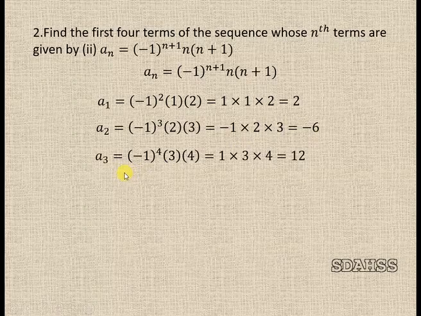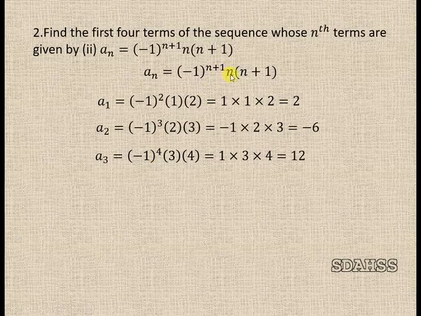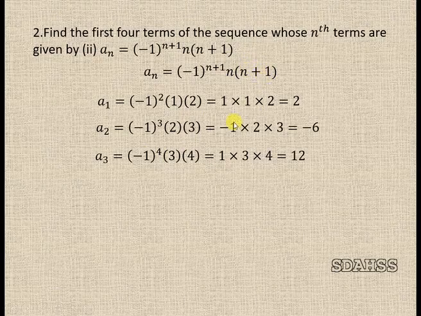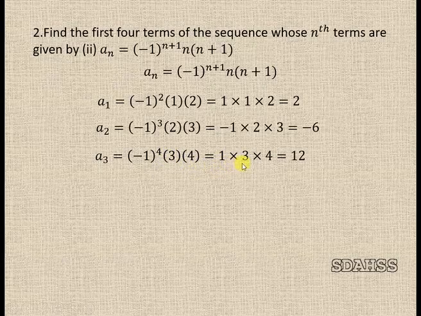Substitute n is equal to 3. Then you have minus 1, 3 plus 1, 4. Replace n is equal to 3. So 3 into, here 3 plus 1, 4, which is equal to minus 1 whole power 4, means 1. 1 into 3 into 4, which is equal to 12.